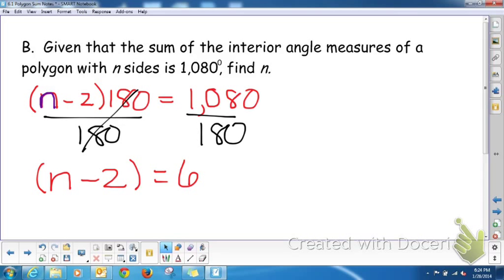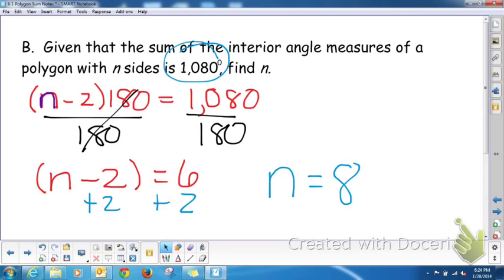And now we want to undo or isolate this variable, so we have to get rid of the minus 2. We would add 2 to both sides. So the number of sides on a polygon that has interior angles with a sum of 1080 is 8, which we already did as an example a little while back. An octagon contains 1080 degrees.